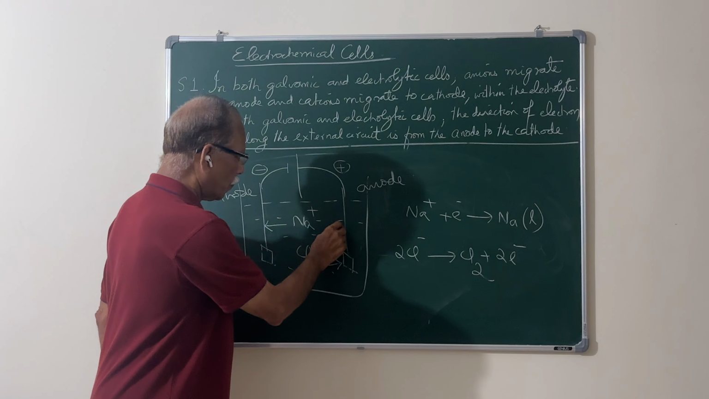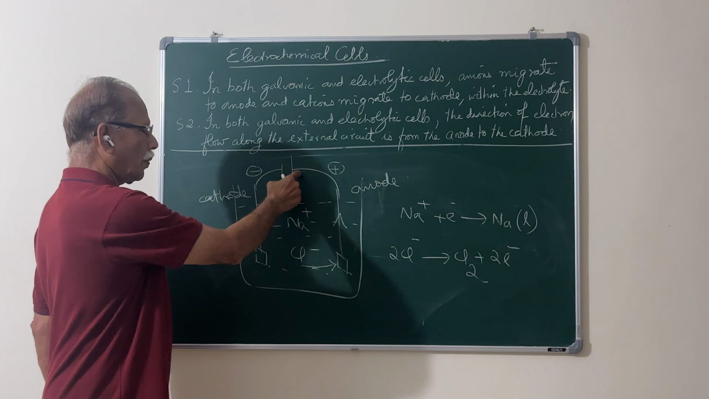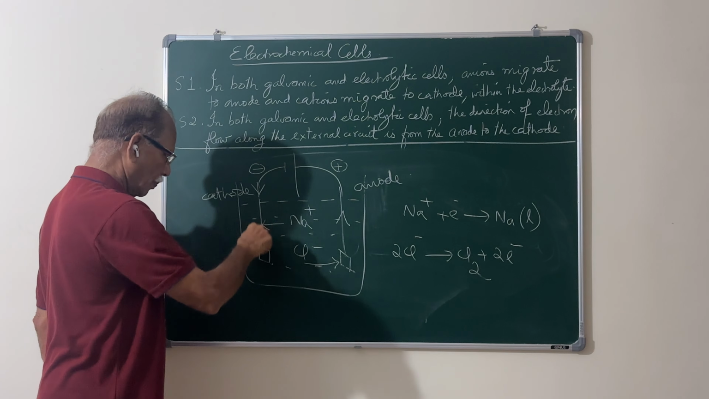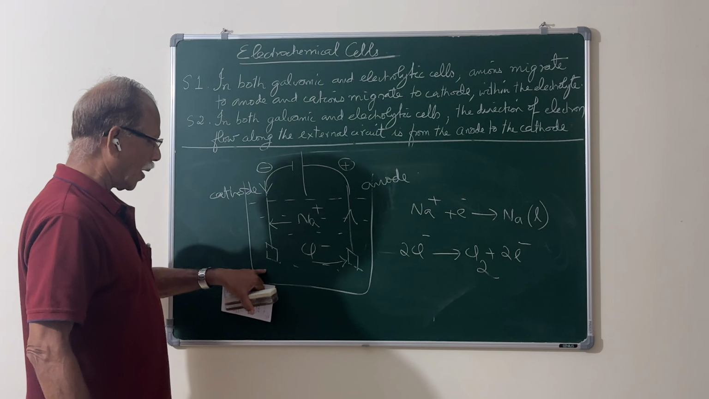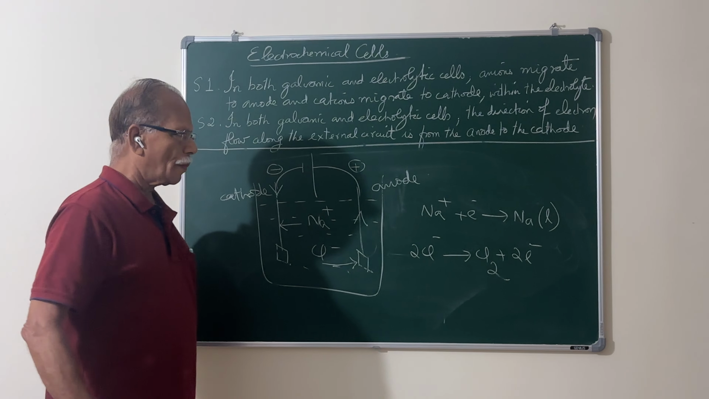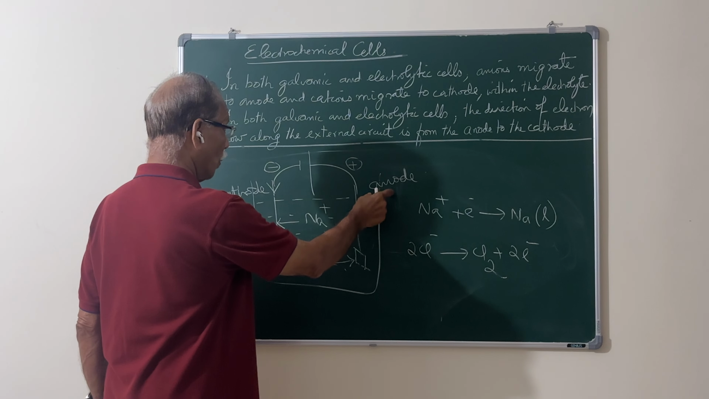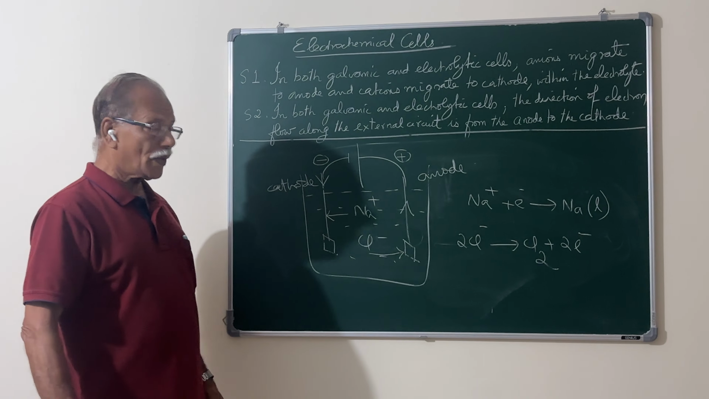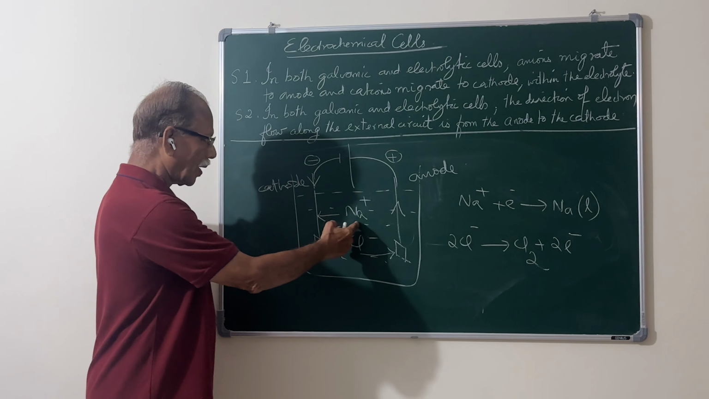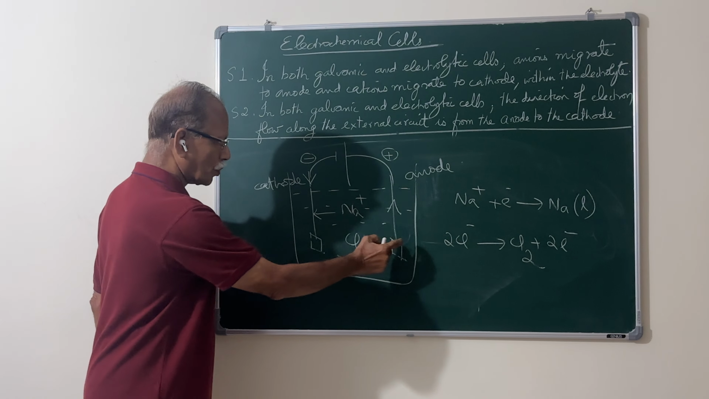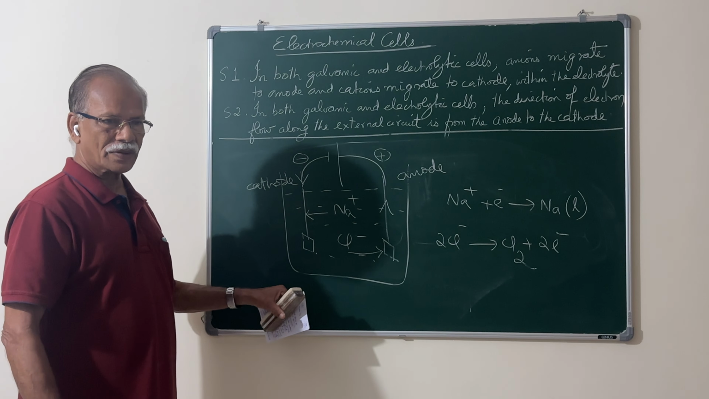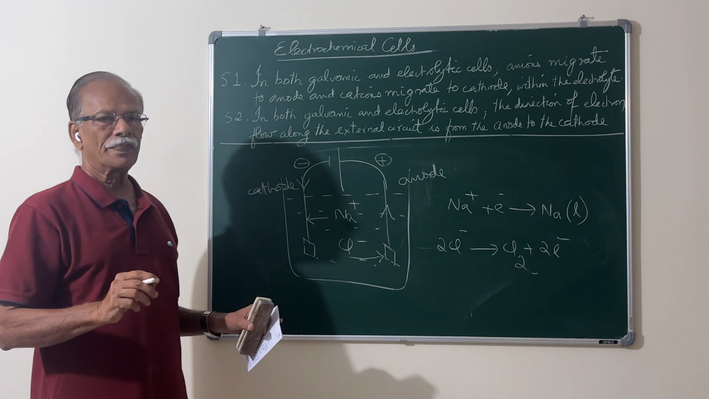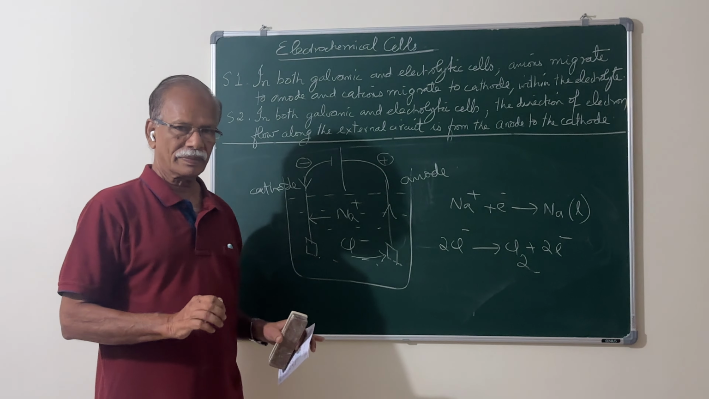And the electrons will be flowing to the positive end of the external cell, and from the negative end, electrons will be fed into the cathodic plate. So the direction of electron flow is from the anode to the cathode along the external circuit, and direction of ionic movement is cations to the cathode and anions to the anode. So in both cells, what the two statements tell are correct. That's all.